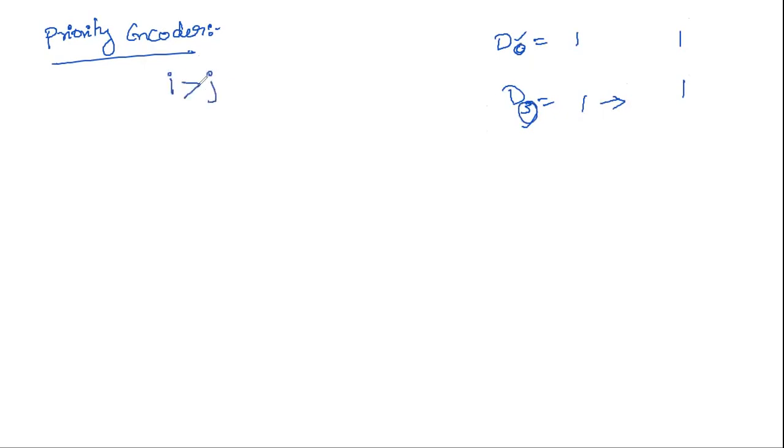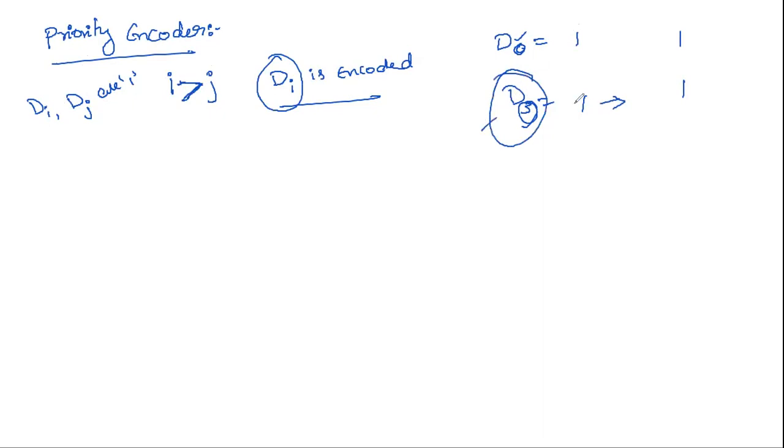If i is greater than j, then Di is encoded. If Di and Dj are ones, means two inputs are ones, and i is greater than j, then Di will be encoded as output. Here which one is greater? D3 is greater, right? So D3 will be encoded as output. So 1 1. That is the priority.